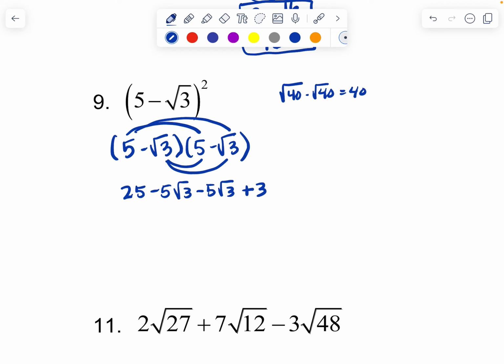Okay, now let's see if we have any like terms. I see 25 plus 3. Those are like terms, they're just numbers, right? 25 plus 3 is 28. And then I also see negative 5 square root of 3 minus 5 square root of 3, which is just negative 10 square root of 3. And that brings us to the idea that if you're adding or subtracting radicals, the stuff inside the radicand has to be exactly the same. Otherwise, you can't do them, okay?